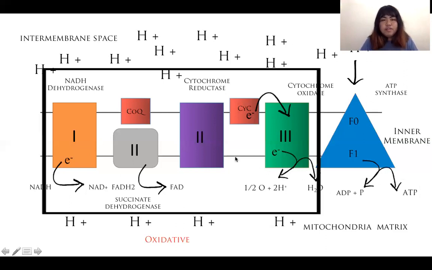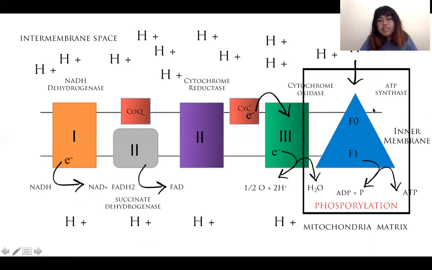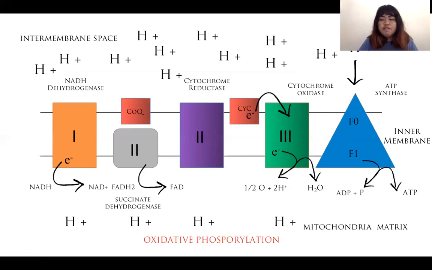This part of the ETC is called the oxidative part because we are oxidizing, like NADH being oxidized to NAD plus and FADH2 being oxidized to FAD. This other part of the ETC is called phosphorylation. Remember, phosphorylation is a transfer of a phosphate. So the transfer here is happening in ADP plus phosphate equals ATP, phosphorylation. So when you combine both of them, you have oxidative phosphorylation.